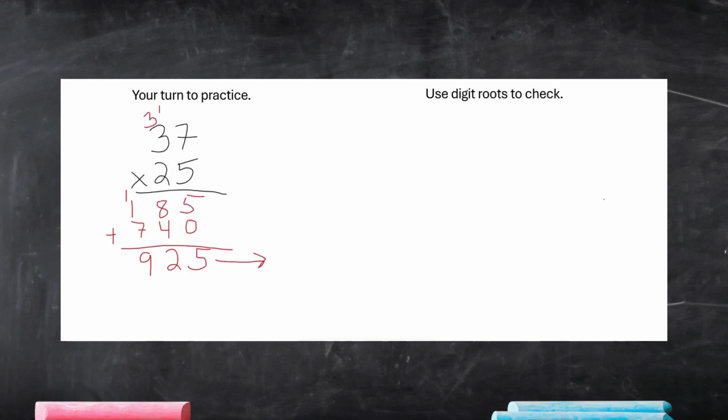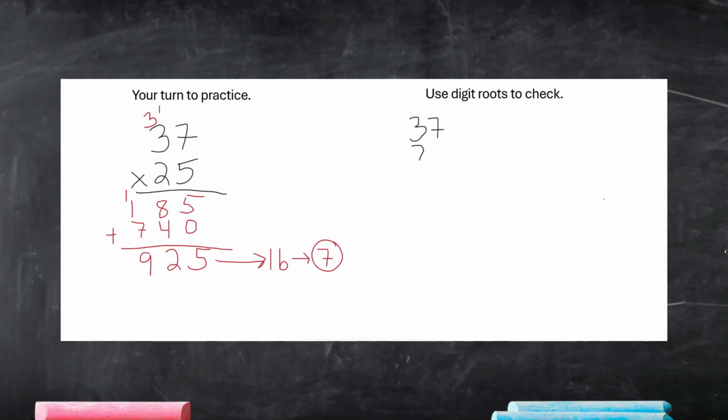Now the digit root of 925, we're going to do 9 plus 2 plus 5, which is going to give us 16. And then 1 plus 6 is going to give us 7. So our digit root we're looking for is going to be a 7.